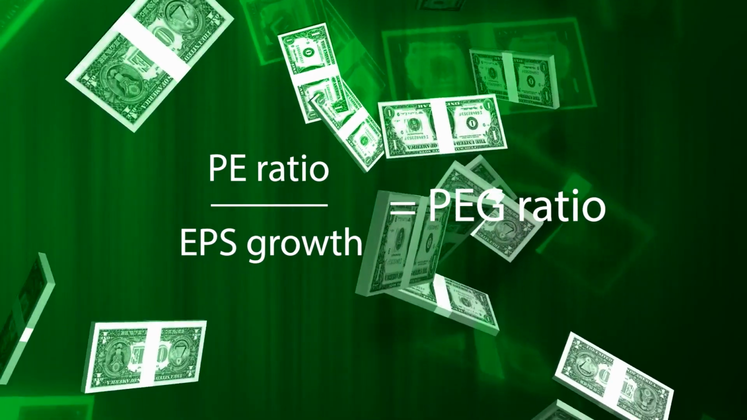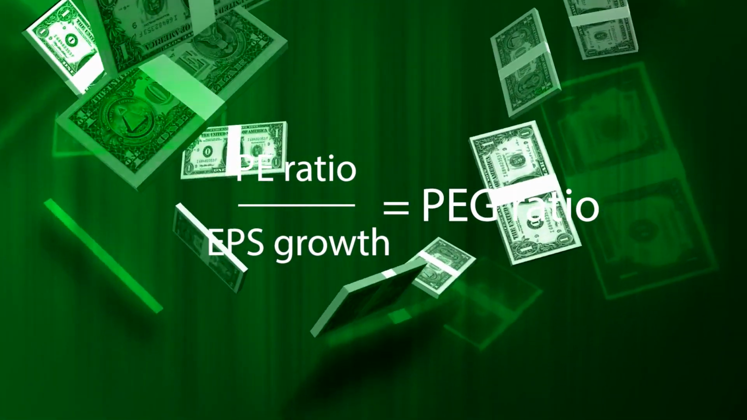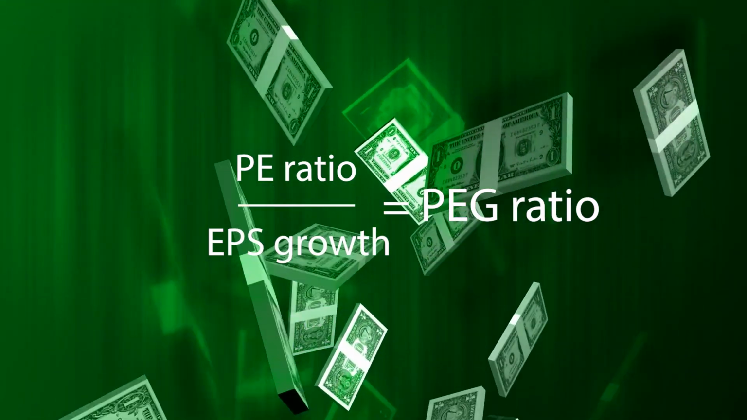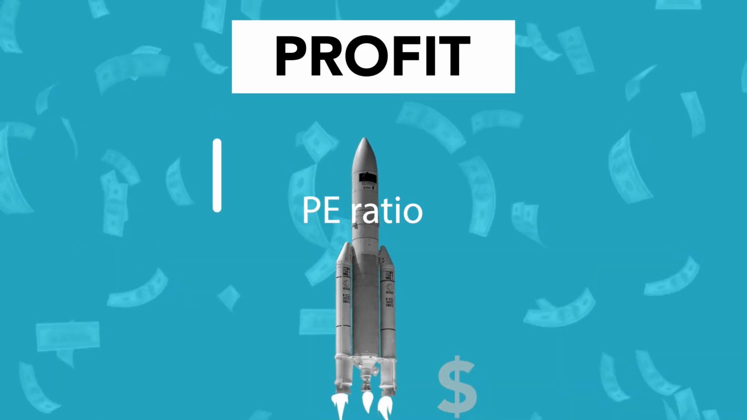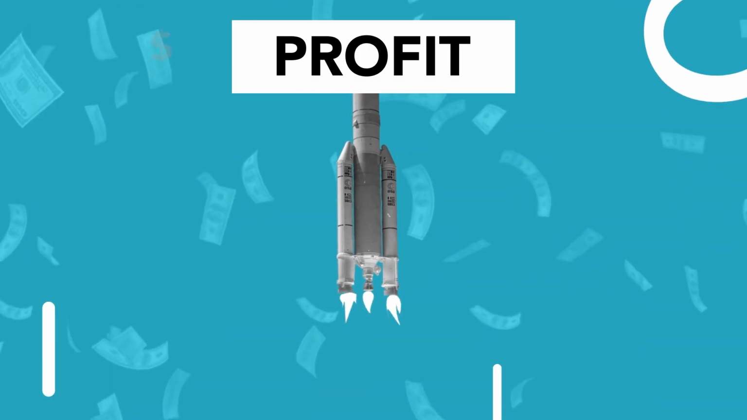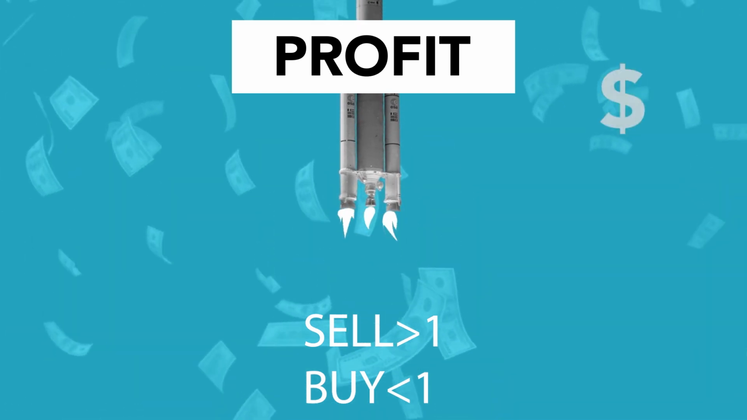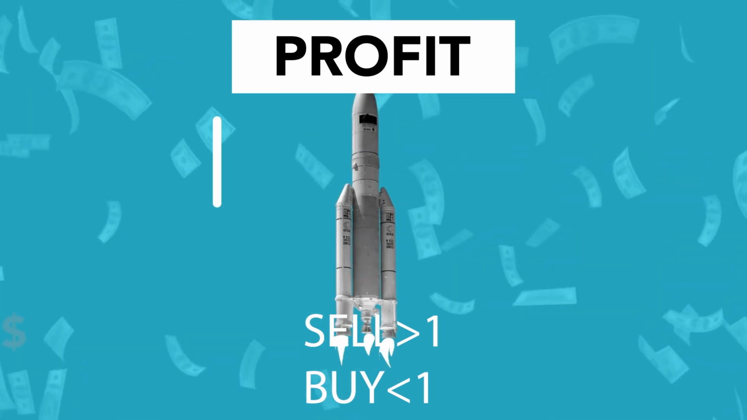The PEG ratio helps by combining the PE ratio with the expected growth rate. This gives a clearer picture of whether a stock is fairly priced. It adjusts the PE ratio to consider future earnings growth, making it easier to see if a stock is over or undervalued. A PEG ratio below 1 is usually a good sign. It means the stock might be undervalued compared to its growth potential.